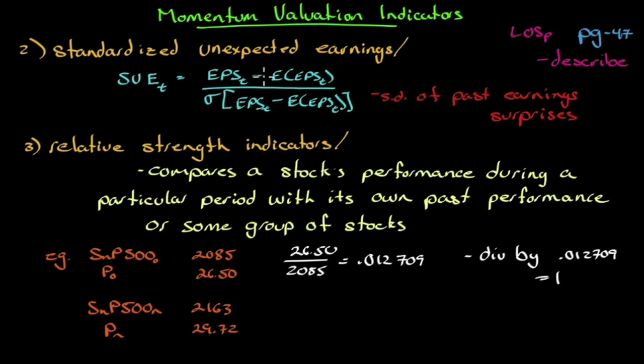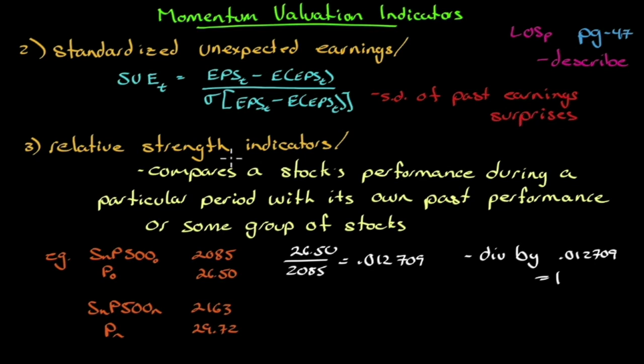So if you have a 2-cent surprise up here, but the standard deviation was normally 4 cents, well, then that's not so great anymore. But if it were 10 cents up here and the standard deviation were 2 cents, suddenly that's a big surprise, right? That's called the standardized unexpected earnings. You're standardizing the unexpected earnings by the standard deviation of its past earnings surprises.